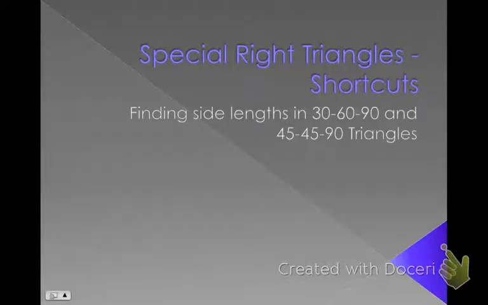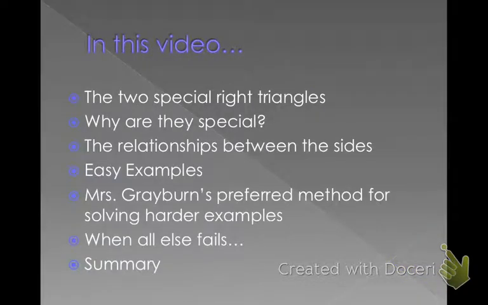We started talking about special right triangles in class, but today in this video I'm going to talk to you about the shortcuts involved in the 30, 60, 90 and 45, 45, 90 triangles. First we'll discuss which two triangles we call the special right triangles, why they're special, and the relationships between the sides, which is going to give us our shortcut. I'll do the easy examples, I'll go through my preferred way of doing the harder examples, and give you a backup plan, and we'll summarize.